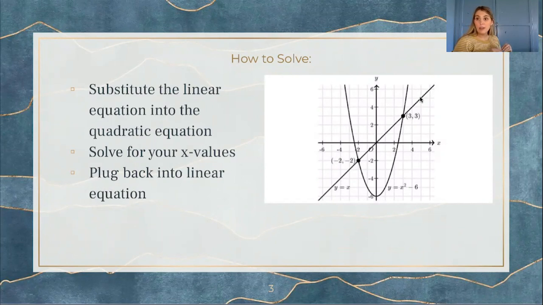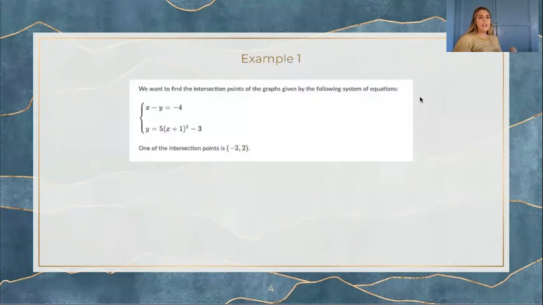Today's assignments are going to be a little bit simpler than that because it's going to give you at least one of the points where they intersect. So here I have a linear equation and a quadratic equation. I know one of the points where they intersect is at -2, 2. I'm going to take that point and I'm going to take the y value, which is 2, and I'm going to set that y value equal to the equation.